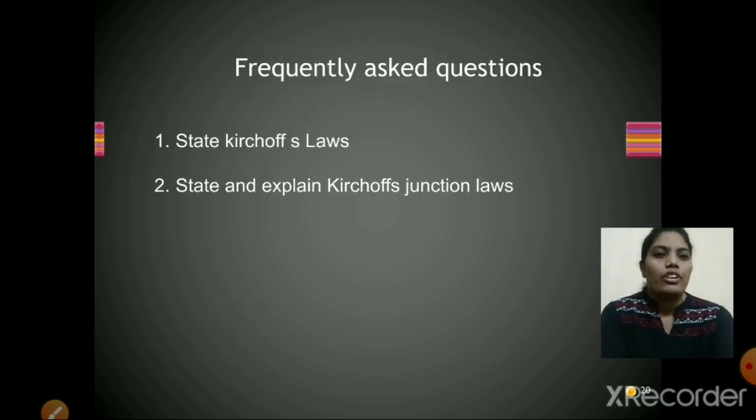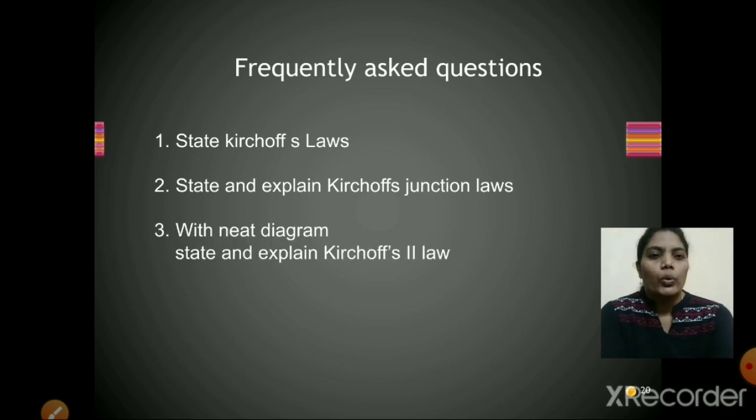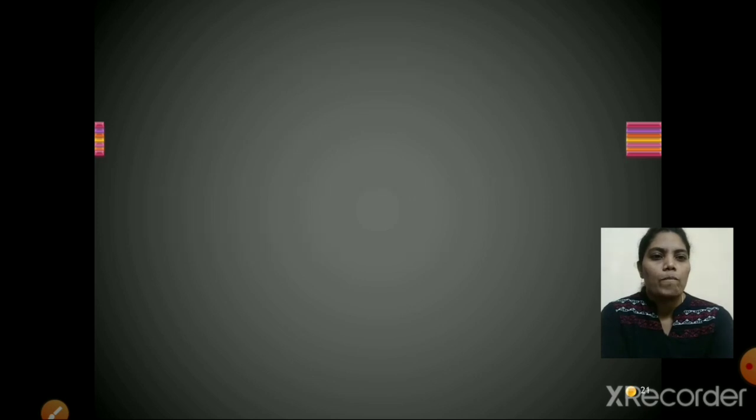Now here are some frequently asked questions. State Kirchhoff laws. So you need to state both the laws. And state and explain Kirchhoff junction law with needed diagram. State and explain Kirchhoff's second law.